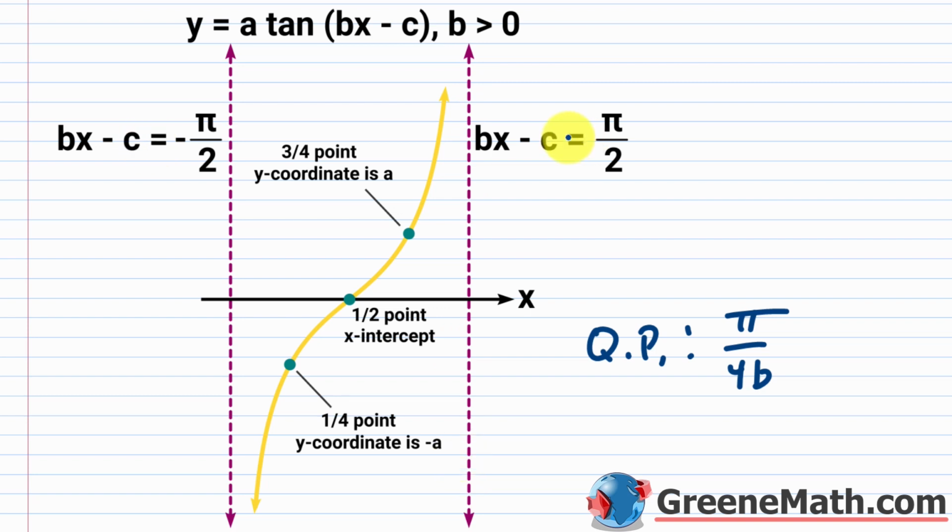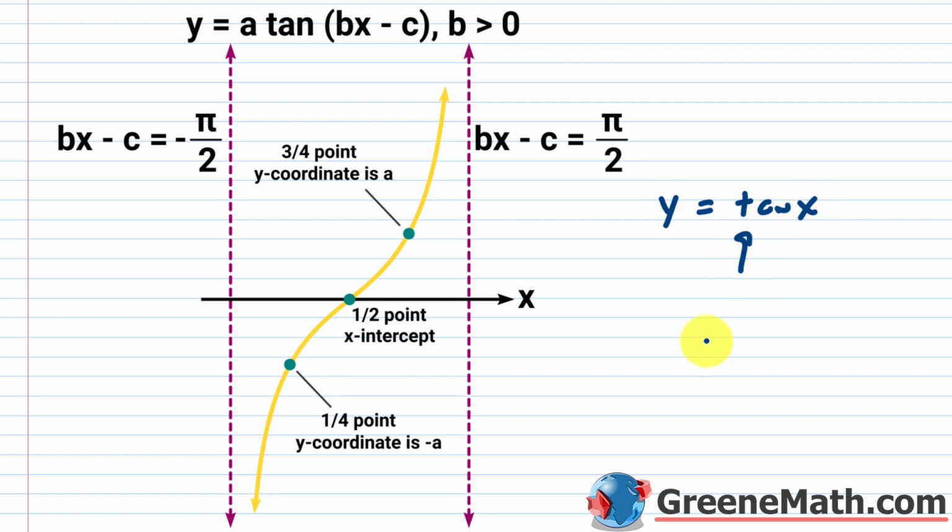So the main thing is that you just have to find the x values there. The y values are very easy to find. You can just use the fact that at a quarter of the way through, the y coordinate is negative a. So whatever this is, it's the negative of it. Halfway through, it's going to be 0, and then 3/4 of the way through is just going to be a. Again, going back to what we saw earlier when we did y equals the tangent of x, remember I told you to memorize these 3 points.